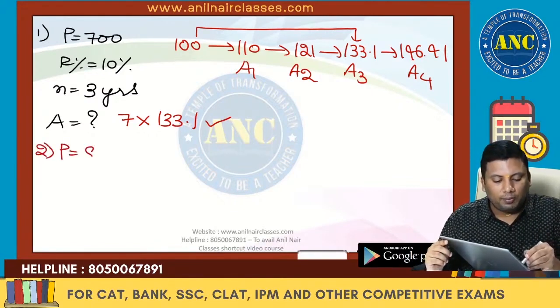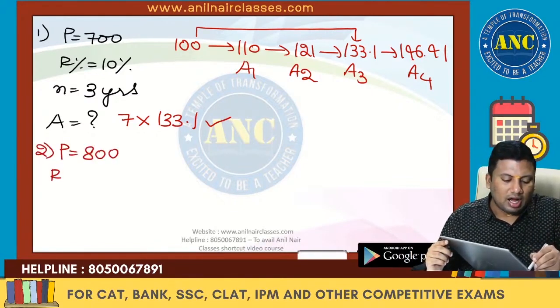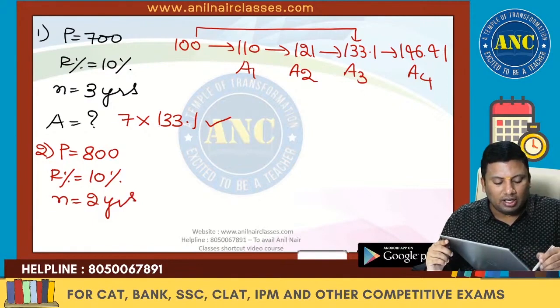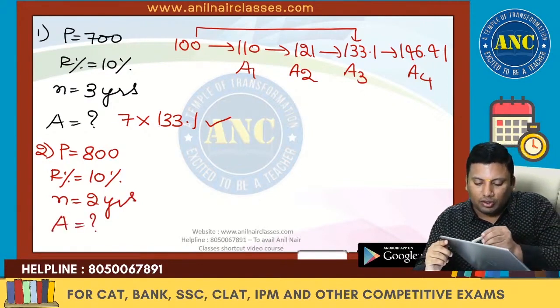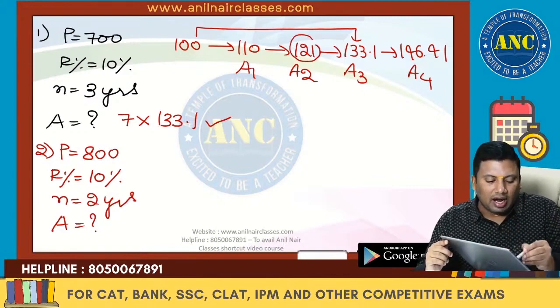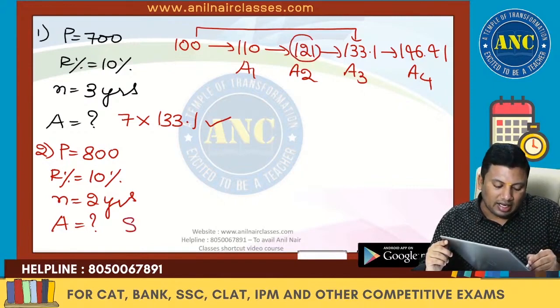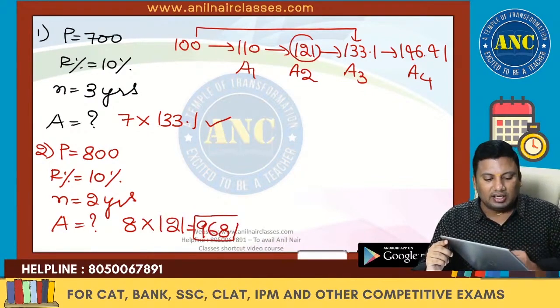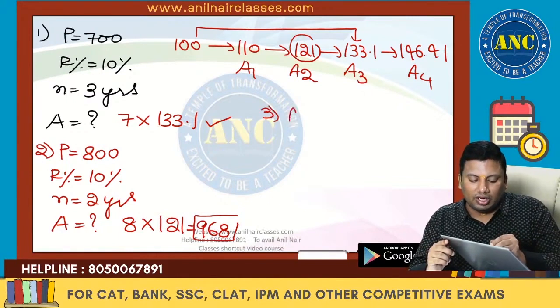Second question. P is 800. R percentage is 10 percentage. N is 2 years. Amount is how much? After 2 years it is 121. 100 is becoming 800, 8 times. 8 into 121, which is 968.